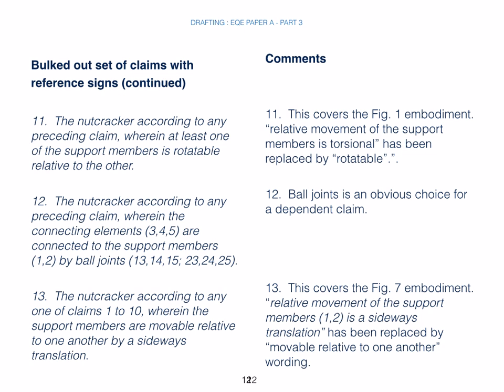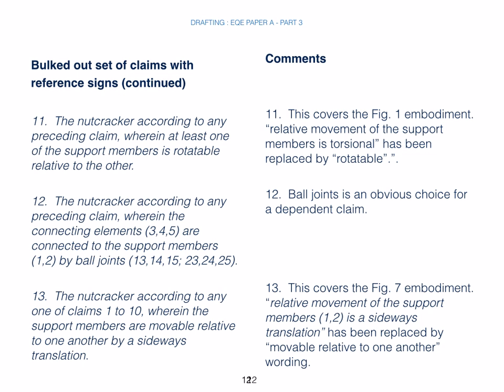There we have now Claim 12, the Nutcracker according to any preceding claim, wherein the connecting elements 3, 4, 5 are connected to the support members 1, 2 by ball joints 13, 14, 15, 23, 24, 25. And I would say that ball joints is an obvious choice for a dependent claim. Ball joints covers the client's first embodiment and of course excludes the second embodiment.